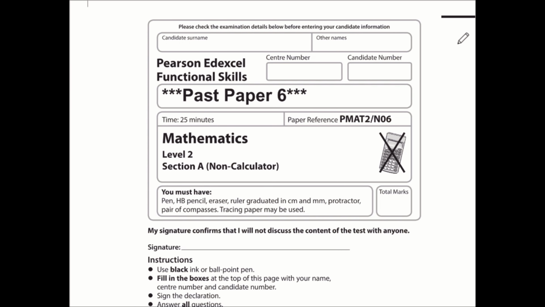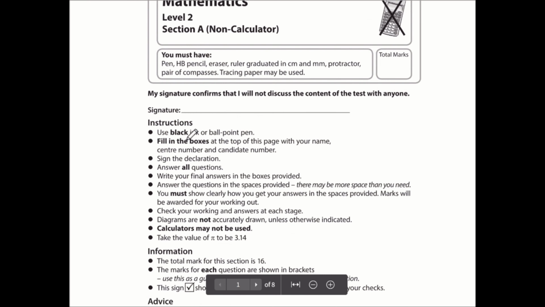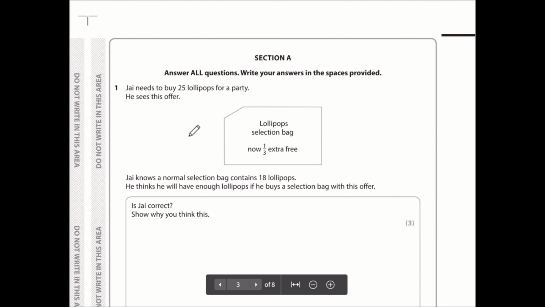Here are the video solutions for Pearson Edexcel Functional Skills Maths Level 2. This is section A, which is the non-calculator section from past paper 6. So let's get started. Let's take a look at question number 1.